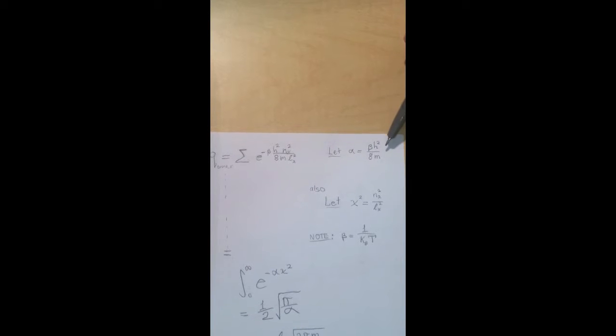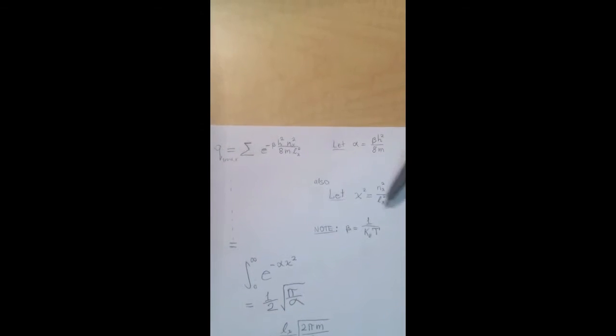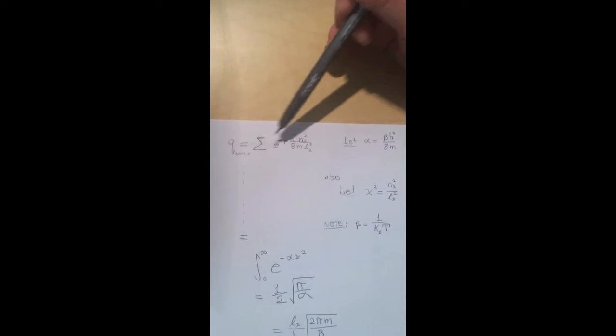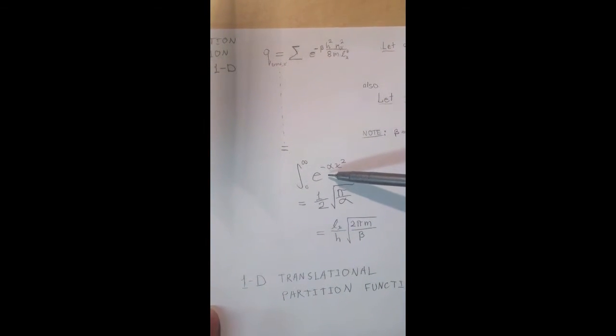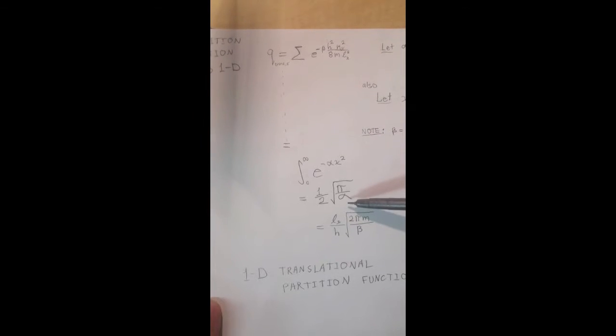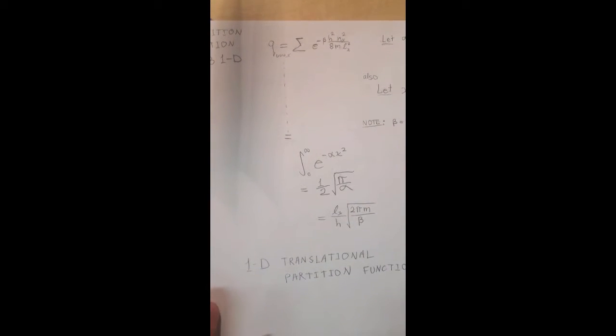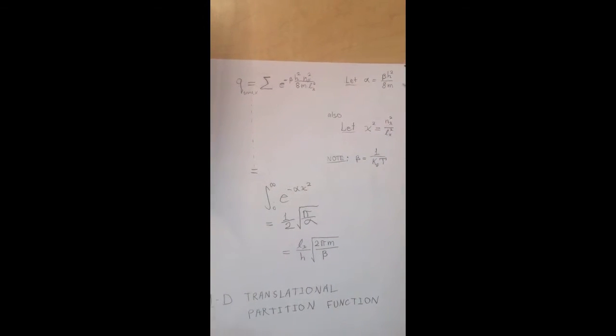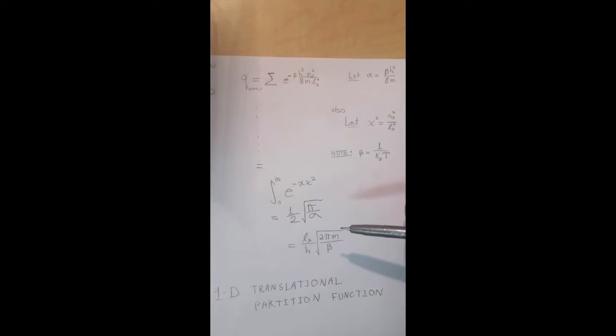Alpha can involve this beta term to break down the equation more simply, as well as x squared. This will enable us to produce an integral out of the summations of this partition function, where through the use of an integral table we would get one half times the square root of pi over alpha, which is why it was convenient to use these terms, due to the result of the integral of this partition function for the particle in a box for one-dimensional translation.